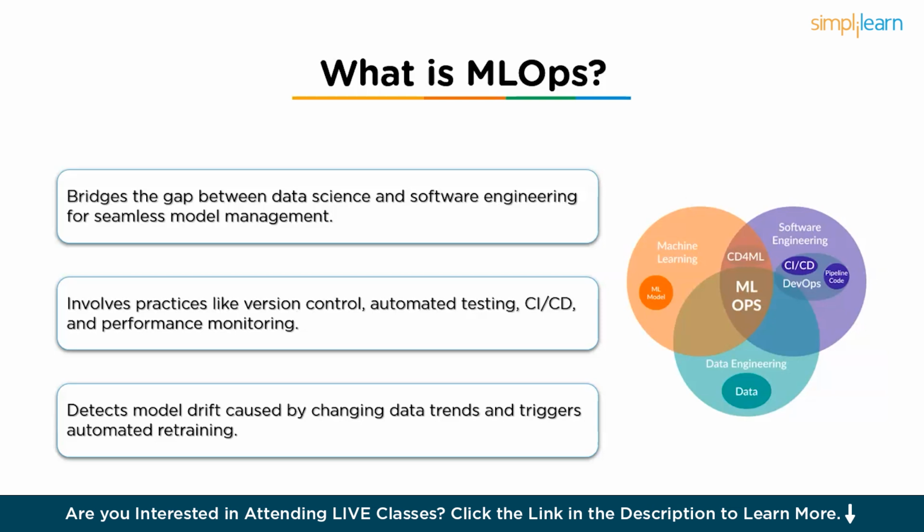And one of the biggest challenges in machine learning is that models can degrade over time due to changing data distributions, which is also known as model drift. So MLOps provides a structured approach to detect these drifts and trigger retraining workflows to keep models updated. It also ensures that models remain compliant with data governance policies, improving their trustworthiness and reliability in production environments.